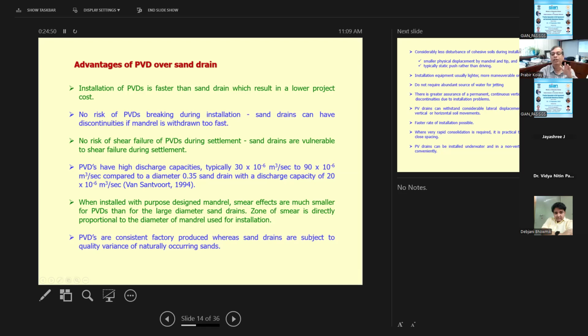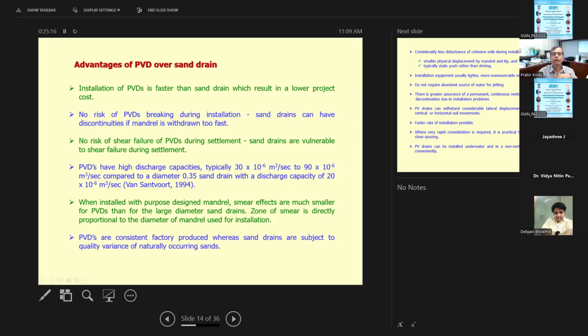PVD have high discharge capacities, typically 3 times 10 to the power minus 6 meter cube per second to 90 times 10 to the power minus 6 meter cube per second, compared to the diameter of the sand drain. If the sand drain diameter is 0.35 meter, then discharge is 20 times 10 to the power minus 6 meter cube per second. So the discharge is much less compared to the PVD.